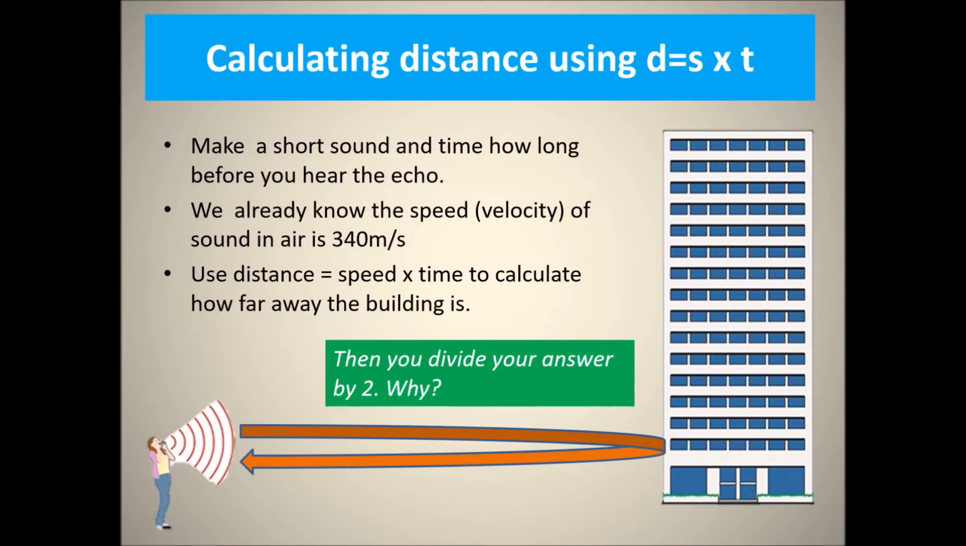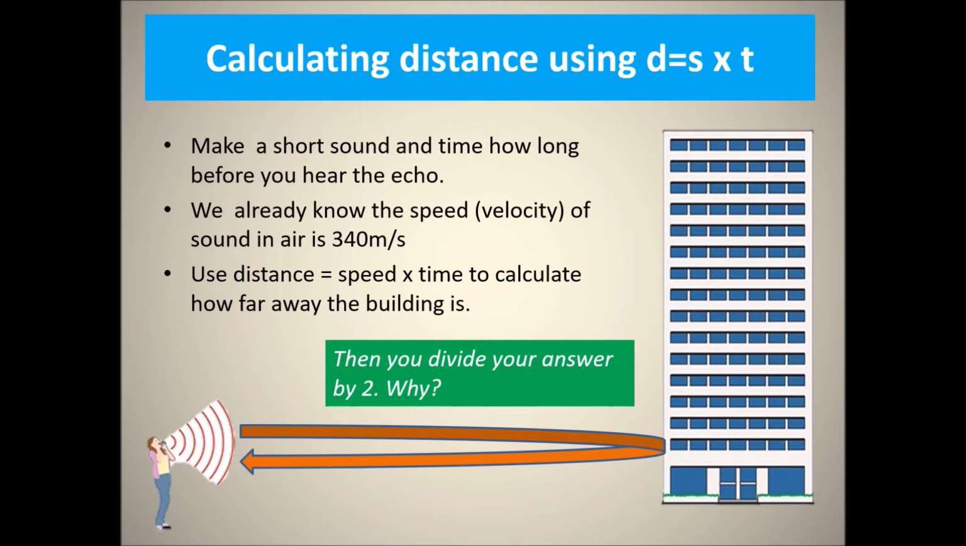So this is how you do it. You make a short sound like a clap. You time how long it takes before you hear the echo. We already know the speed of sound in air is 340 meters per second. So once we've timed it, we know that we want to find out the distance, we know the speed, and we've measured the time, so we can calculate how far away the building is.